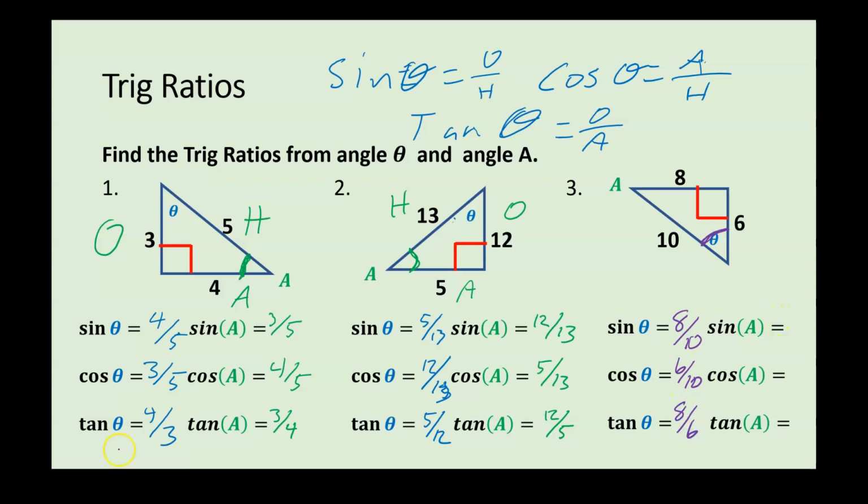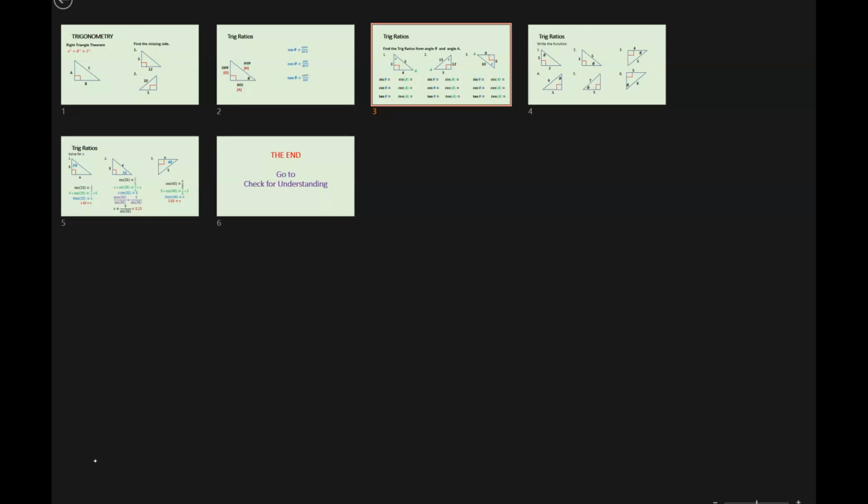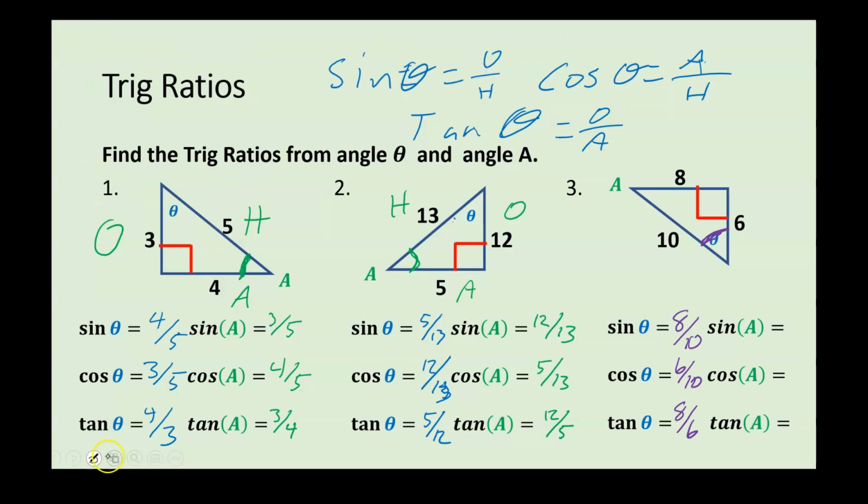The sine of A, so now we're changing the perspective that we're using. Now we're going to use this perspective. From angle A, the sine is opposite over hypotenuse, so that would be 6 over 10. Cosine of A would be the adjacent over hypotenuse, which is 8 over 10. And the tangent of A, which is opposite over adjacent, would be 6 over 8.